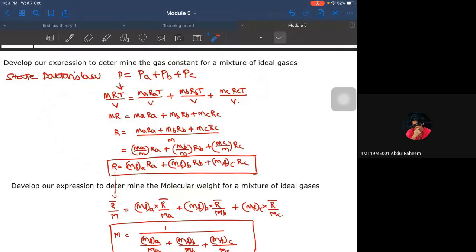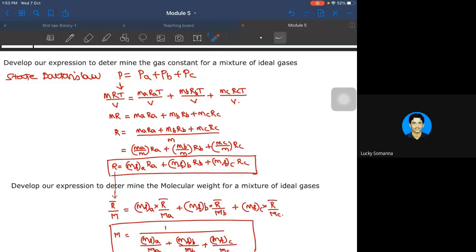What does Dalton's law say? The pressure of the mixture is equal to the partial pressure of the individual constituents. That's exactly correct. So it is P is equals to PA plus PB plus PC as indicated here.